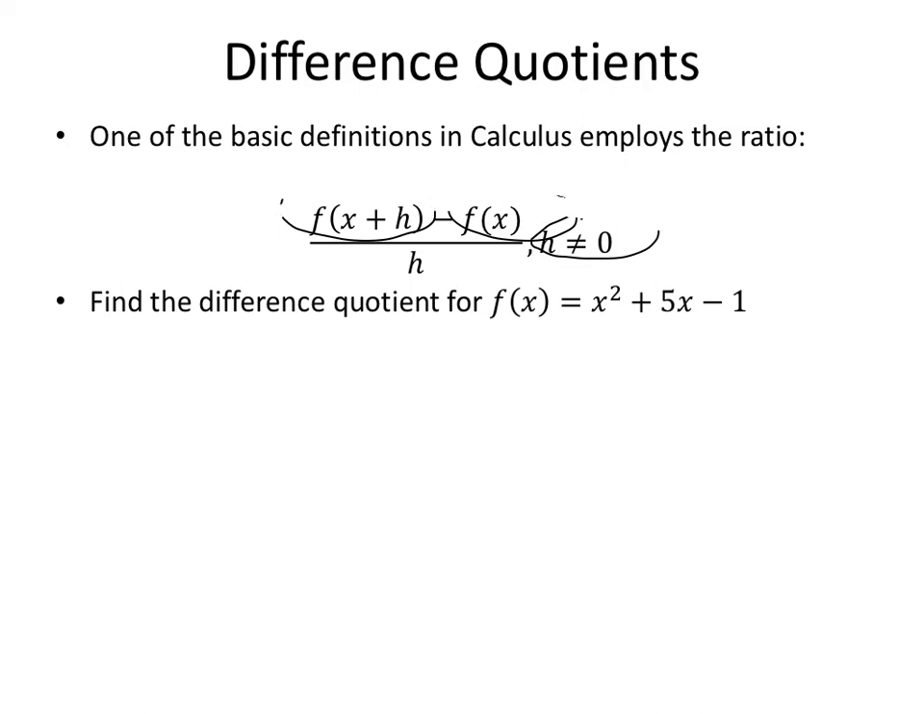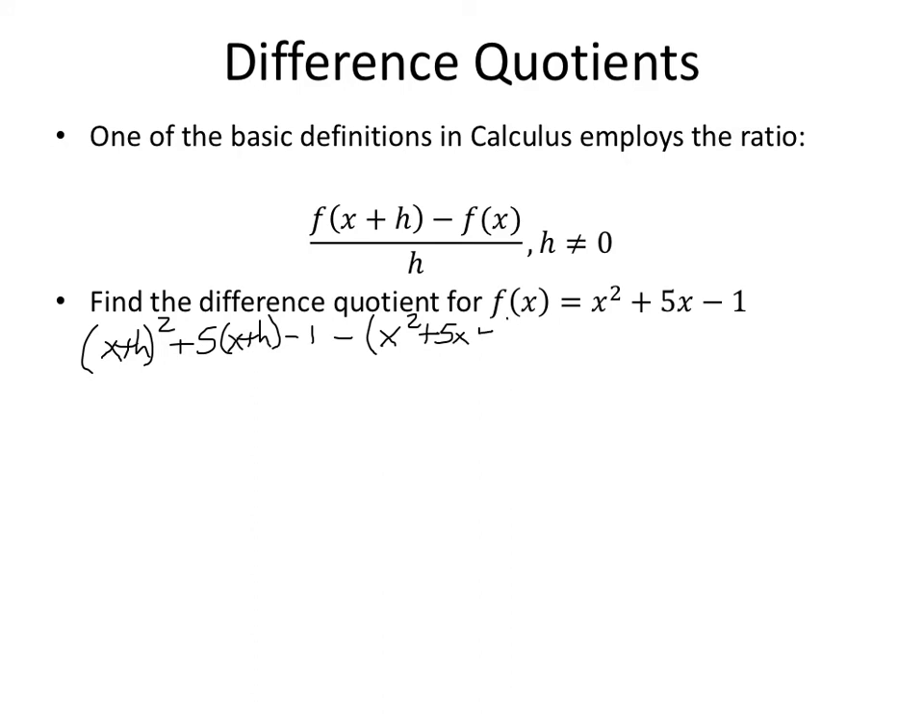Let me erase this so that we can clearly see how we're doing this. So first thing I'm going to do is I'm going to input x plus h. So I have (x plus h) squared plus 5 times (x plus h) minus 1. And then minus all of f of x, which is just x squared plus 5x minus 1. All of that divided by h. Now I've got some math to do here. Simplification. I've got to square this, distribute that, and then distribute our little friendly invisible -1 here.